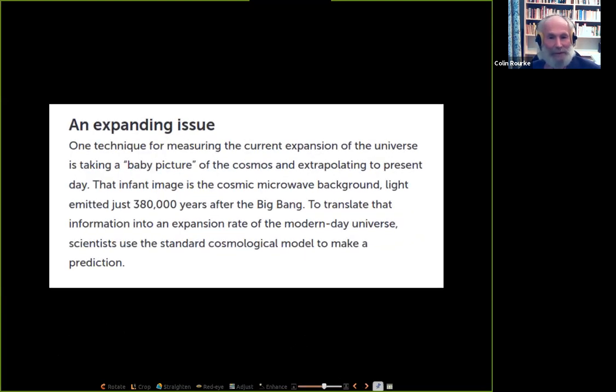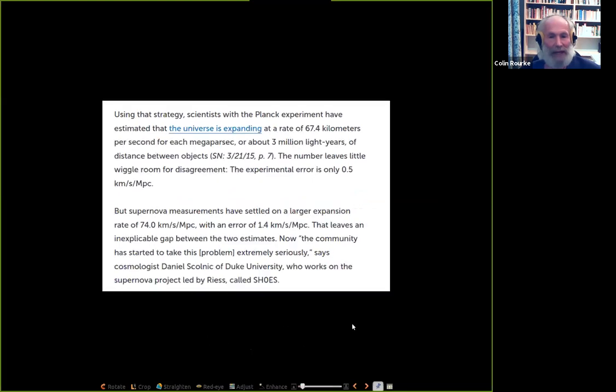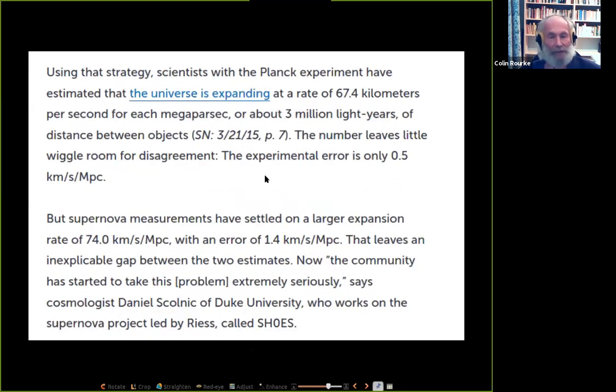One technique for measuring the current expansion of the universe is taking a baby picture of the cosmos and extrapolating. The infant image is the cosmic microwave background. This is under standard theory: light emitted just after the Big Bang. To translate the information to expansion rates of the modern day universe, scientists use a standard cosmological model to make a prediction. And what comes out, using the Planck data, is that the universe is expanding at the rate of 67.4 kilometers per second for each megaparsec, about 3 million light years of distance between objects.